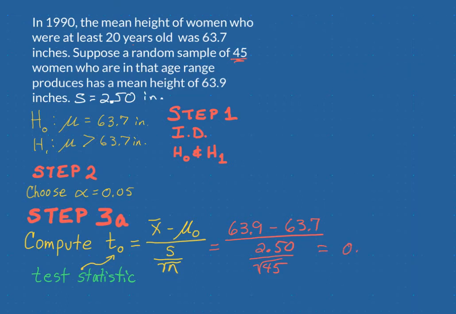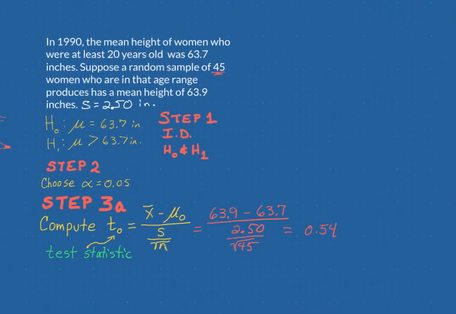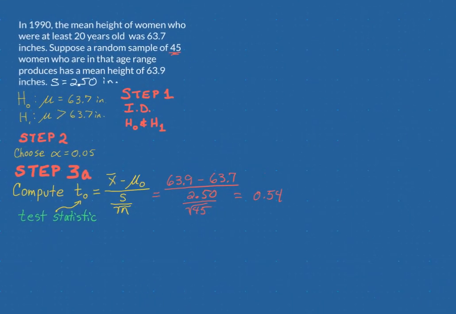That would be 0.54. That is our test value, our test statistic. But we need one more thing. We have a test statistic, but we need a critical value. So you saw that we have a t here. Yes, we're going to have to go to the t table, and we're going to be working with the level of significance when we go to that t table. So we're going to be looking in step 3b for a t sub alpha.